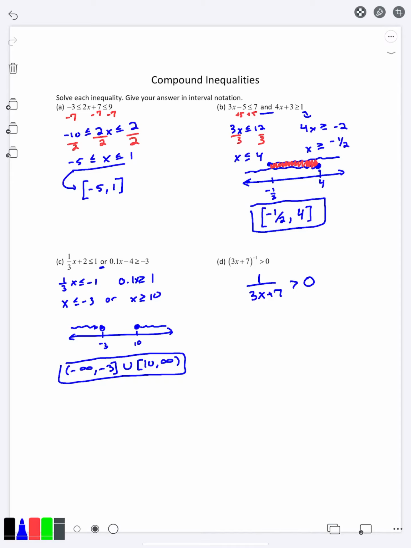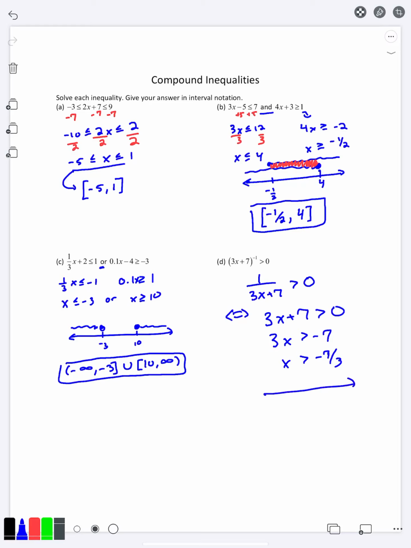But we can avoid that right now because it says that the reciprocal, 1 over 3x plus 7, is positive. So you need to think that if the reciprocal is positive, then the original number was positive as well. So this is actually the same thing as if it had just been 3x plus 7 is greater than 0. Because a number is positive if and only if its reciprocal is positive. Reciprocal doesn't change whether it's positive or negative. So then we could just solve this one without having to worry about that negative 1 power.